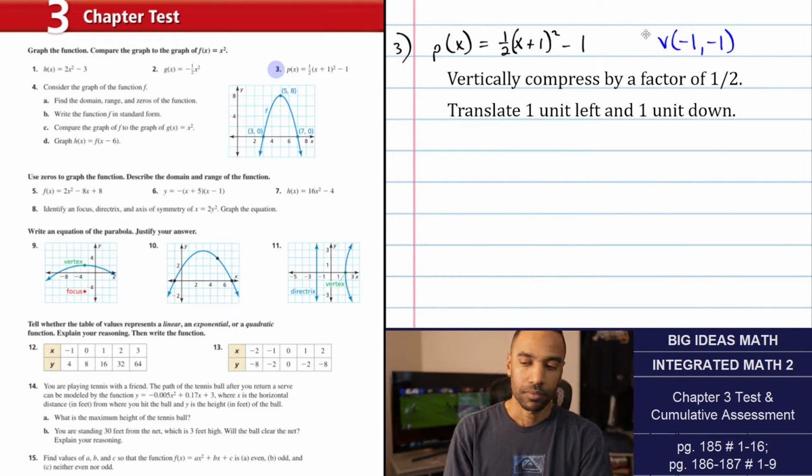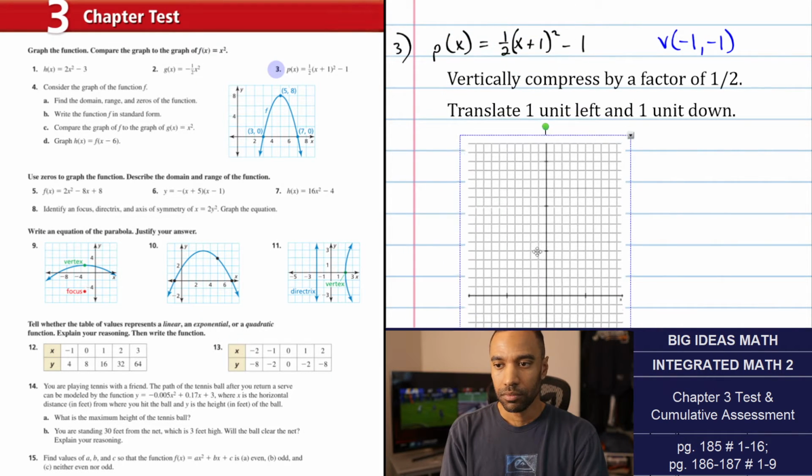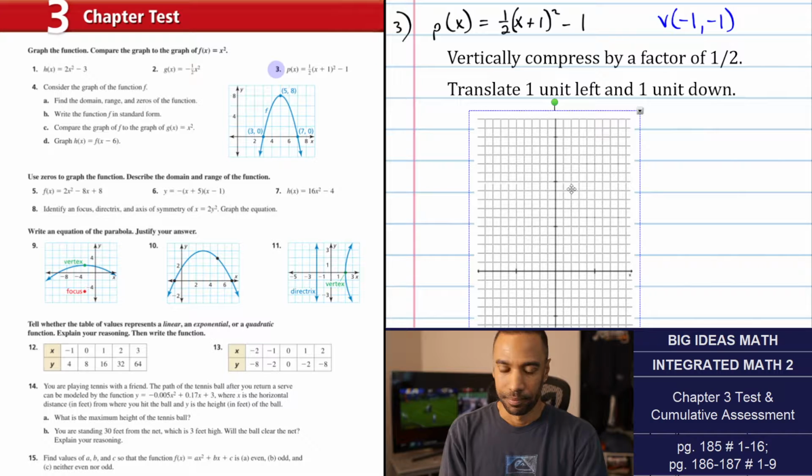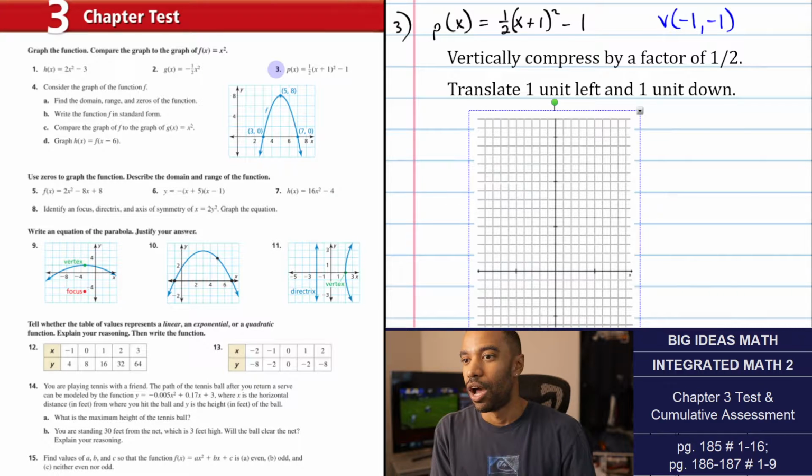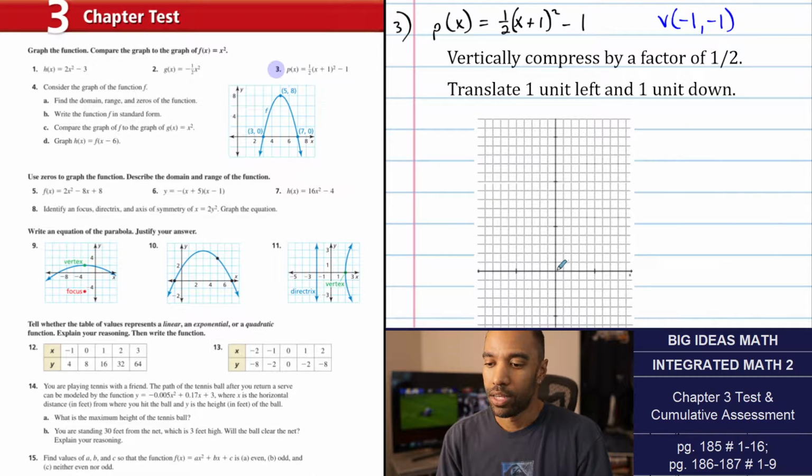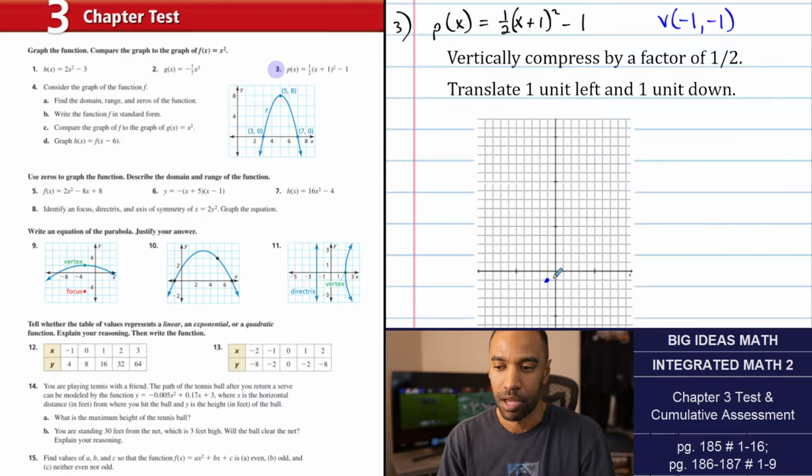Okay. Let's go for it, right? All right, so 1 unit left, 1 unit down gives us our vertex there instead of at the origin. And we'll do that 1/2 stuff as we just did last time. Over 1 up 1/2 of 1. Over 2 up half of 4, 2 squared. Over 3 up half of 9.